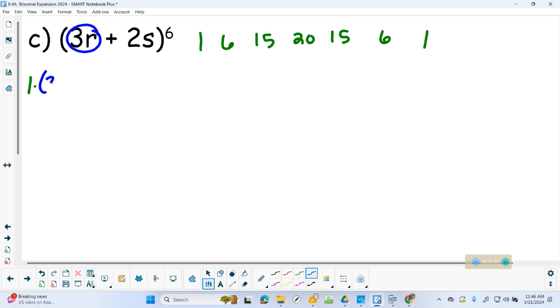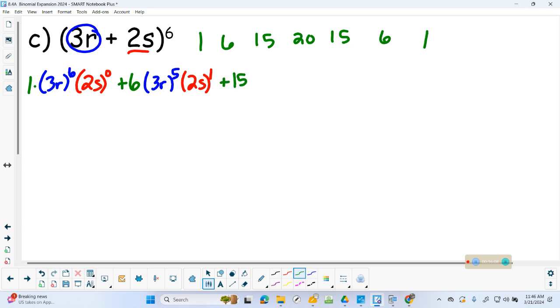First term, 3r. That's going to be at our 6th power. 2s then will be at 0. Again, you wouldn't have to write that. I'm just going to put that for our pattern. Next term coefficient is 6. 3r is going to be down to the 5th. And 2s will be at the 1st. Okay, 2 out of 7. Keep going. Next coefficient, 15. 3r will be down in power to the 4th, and 2s increases in power to squared. Next coefficient, 20. 3r decreases in exponent to cubed, and 2s to cubed.